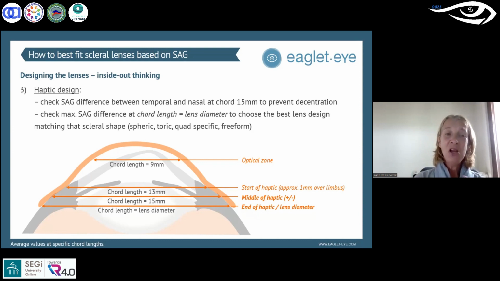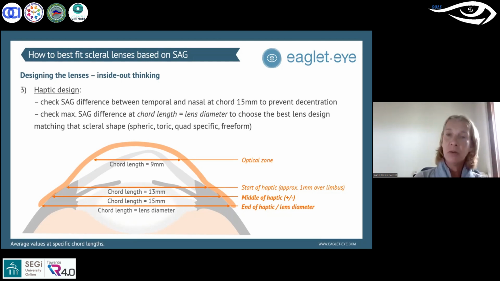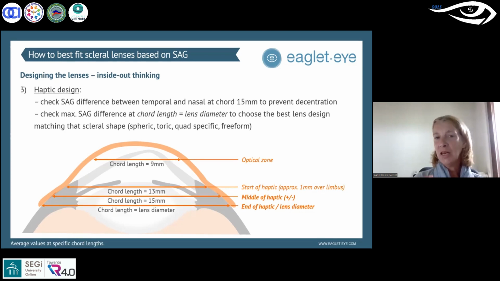So check the max sag difference at the chord length, and that will give you an idea of what exactly is going on at 15. Do you need something like an extra toric, or something like a quad or even a free-form lens? If the difference between the min sag and the max sag gets so big in comparison between 13 millimeters and 15 millimeters, you will need to go for something like a toric quad specific or a free-form lens. And fitting a free-form lens without a profilometer is virtually impossible. Or maybe is impossible.